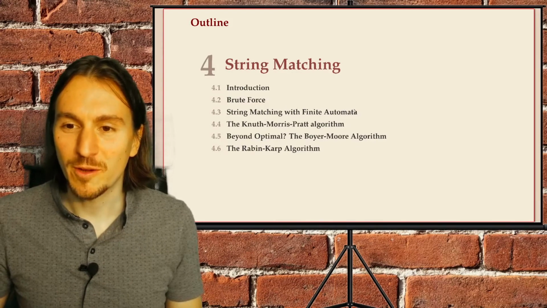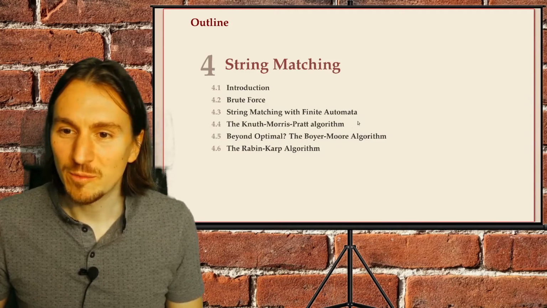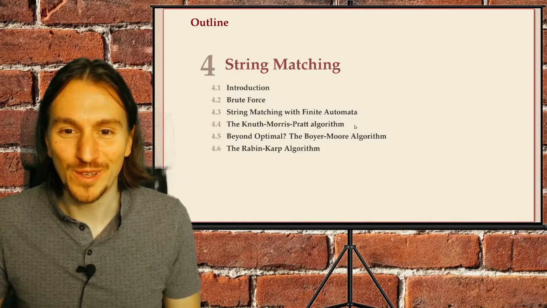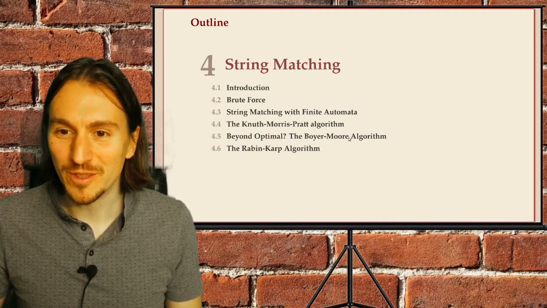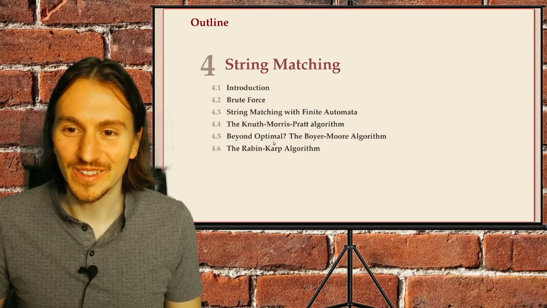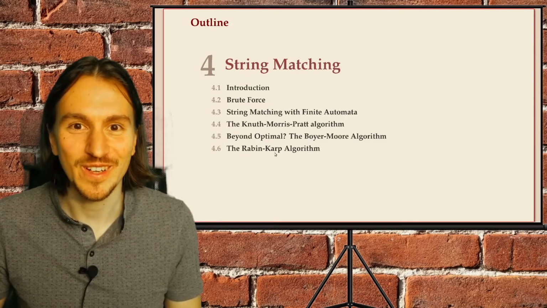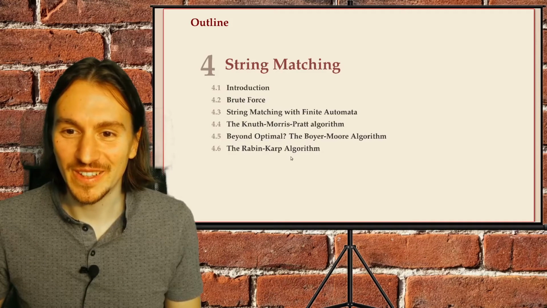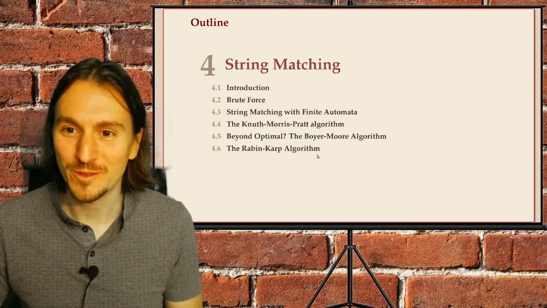String matching with automata and Knuth-Morris-Pratt is something you might have seen, but maybe not with that angle of explaining it. I think you will like it if you have seen it explained differently. Boyer-Moore is interestingly often beating the optimal algorithm here, so we'll discuss that riddle a bit. And finally, we'll look at Rabin-Karp, how hashing can help with string matching.